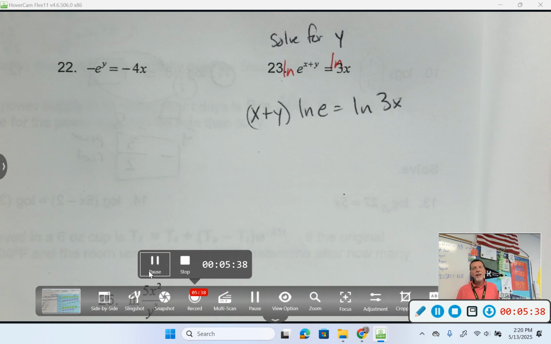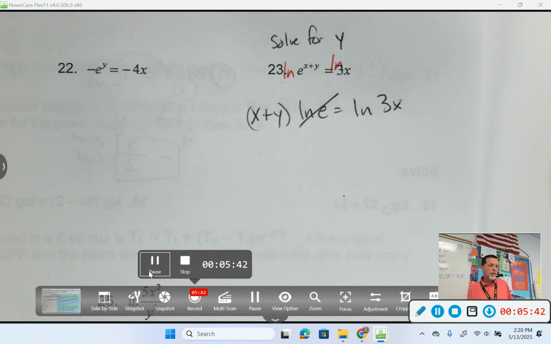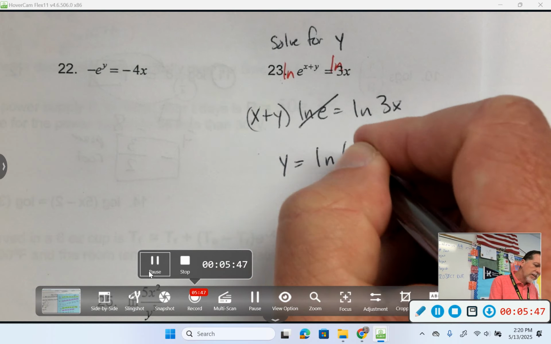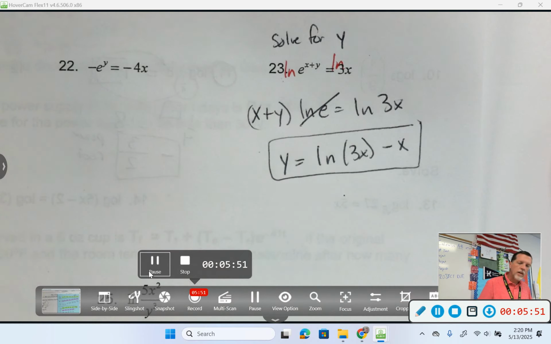I could divide by natural log of v, but it would be better if I just knew that the natural log of v is 1. And then to solve for y, I'll just subtract x over. So that one wasn't too bad, but we can rearrange problems all sorts of ways and force you to do algebra things to solve.